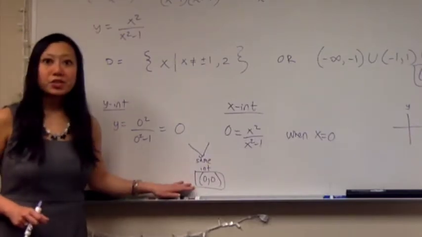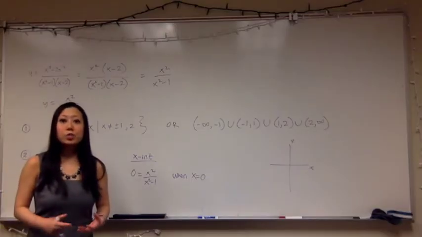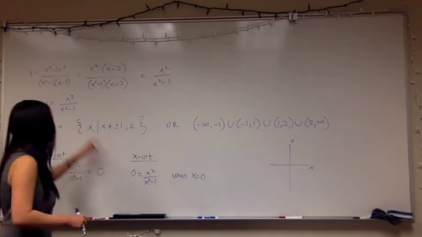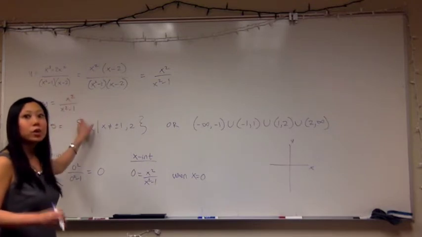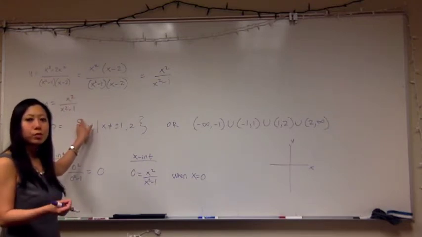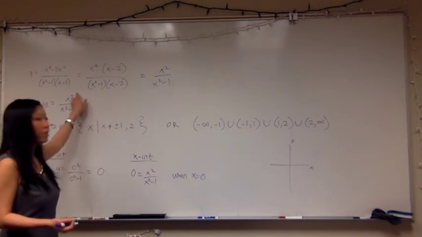So it's the same intercept. So what we could do here is we could just look at the simplified form of the function, right? Because everything is going to be the same about this graph in comparison to this one. The only thing that we have to do at the end is to remove the point at x equals 2 because we have a removable discontinuity.